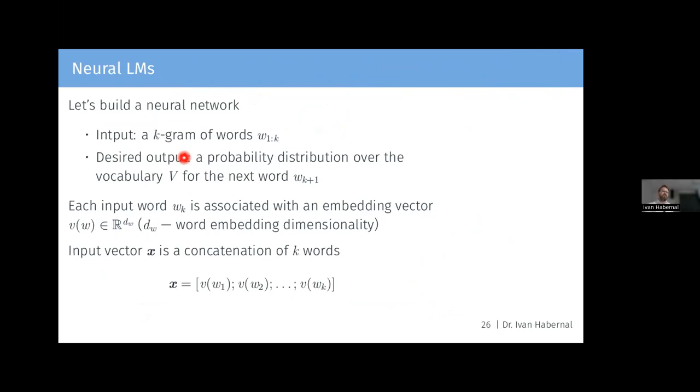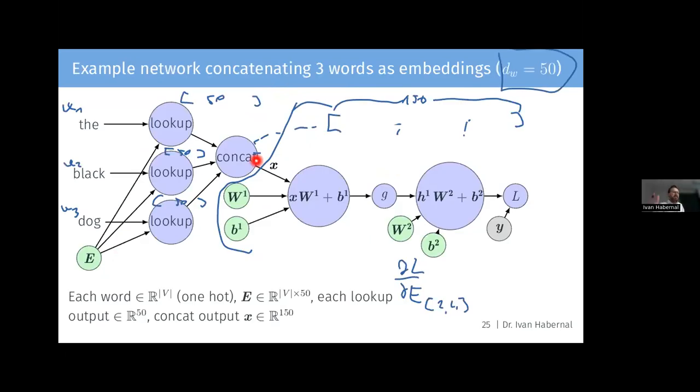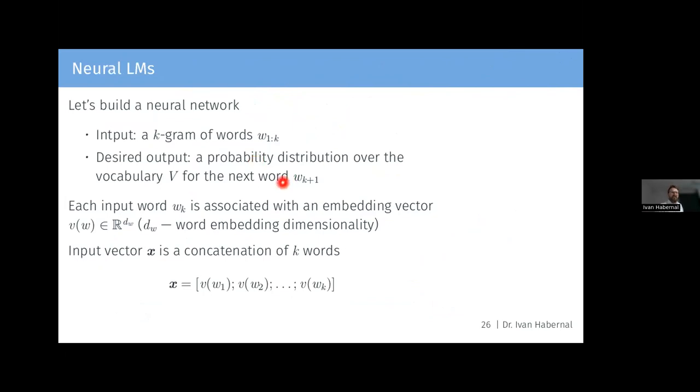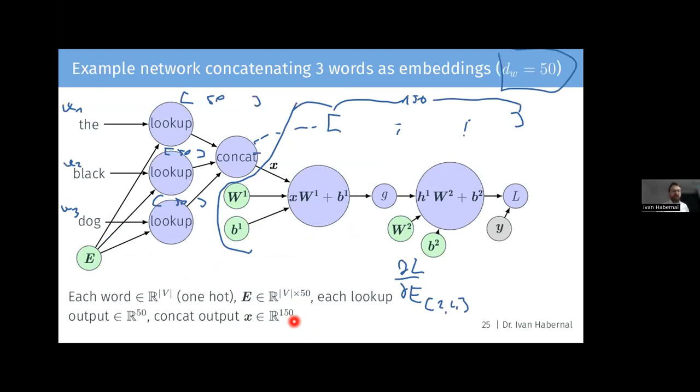So back to the neural language model. We want to build some prediction of the probability distribution over the vocabulary for the next word given the previous words. We're going to use a very similar architecture, or even the same architecture as here. Each input word is associated with an embedding vector through this V function mapping, so it's going to be DW, the word embedding dimensionality. For each of the contextual words from 1 to K, we concatenate them into this vector X, stacking them after each other. This is basically the very same architecture we had here.